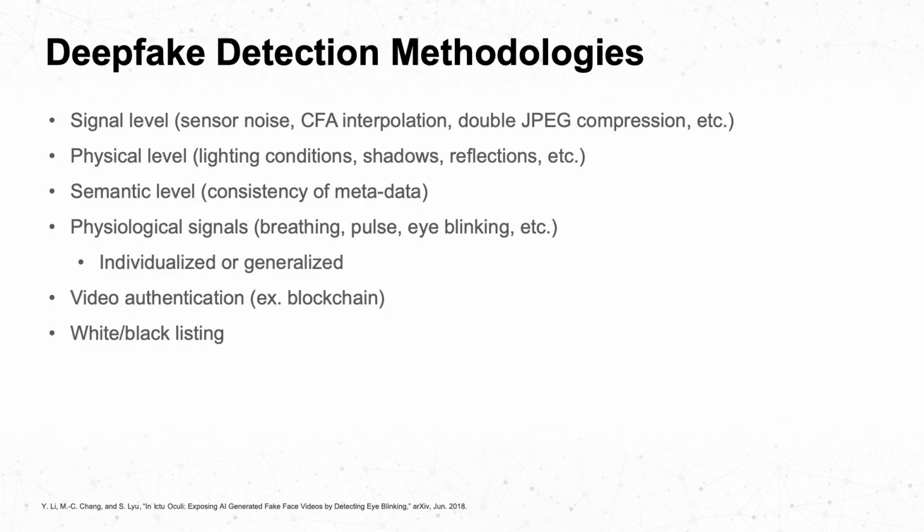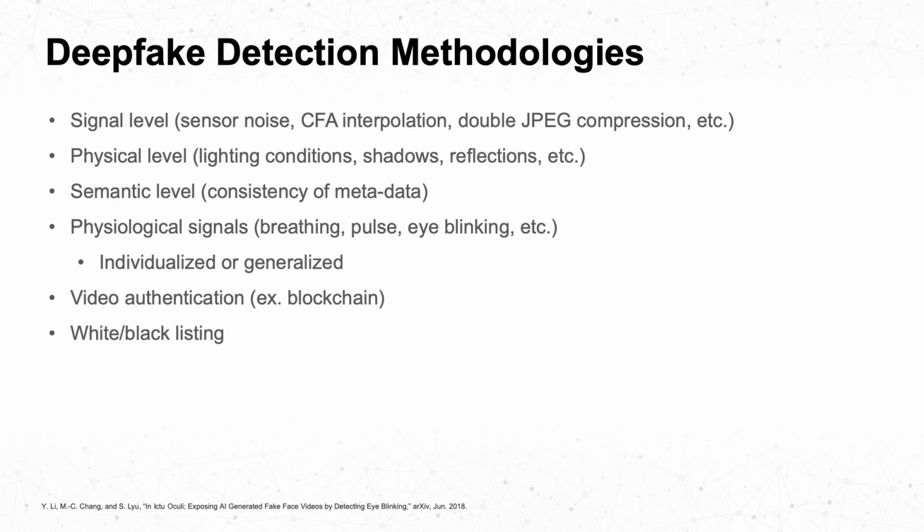Luckily, there are a number of existing methodologies and new methodologies that are emerging for detecting deepfakes. One of those methodologies deals with looking at images at the signal level. So this is looking at things such as sensor noise, double JPEG compression, artifacts left behind by the AutoEncoder, for example. Another way of detecting deepfakes is at the physical level. So this is looking at things such as lighting conditions and shadows.